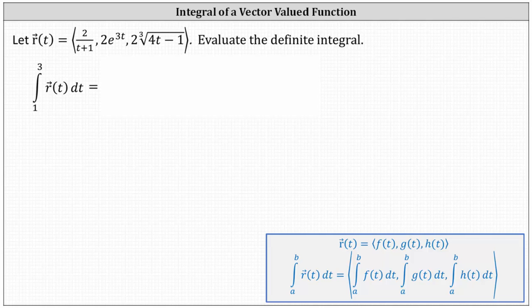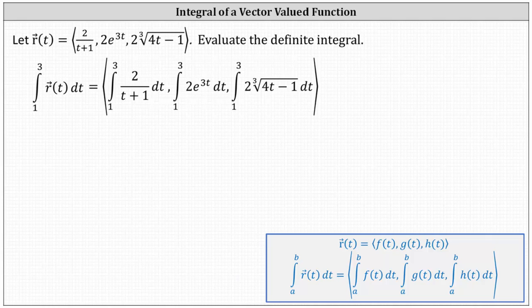We are given the vector valued function r of t and asked to evaluate the definite integral from 1 to 3 of r of t dt. To do this, we integrate each of the three components from 1 to 3 with respect to t. And now let's consider the integral for the x component.